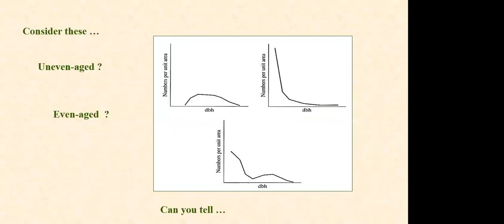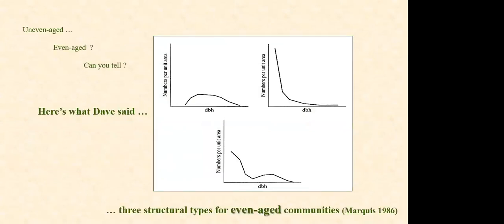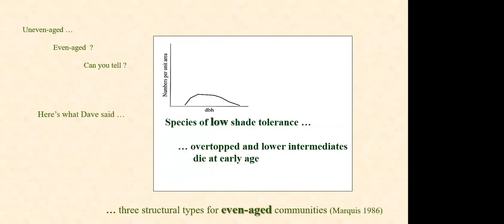Look at these diagrams. These are graphic stand tables representing the numbers of trees by diameter class. Are they for uneven age stands? Even age stands? Well, David Marcus, back in the 80s, published those diagrams as three different structural types that he found in even age communities. Isn't that interesting? So this one is the classic bell-shaped type of distribution we all learned about as students.